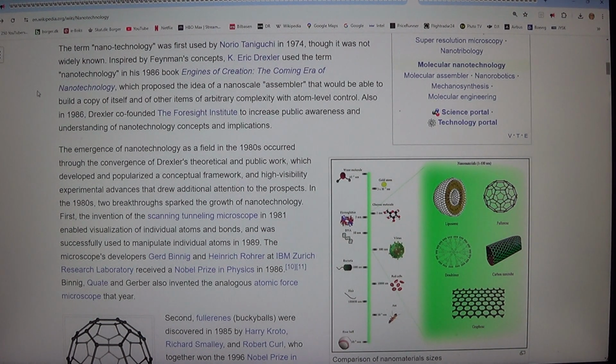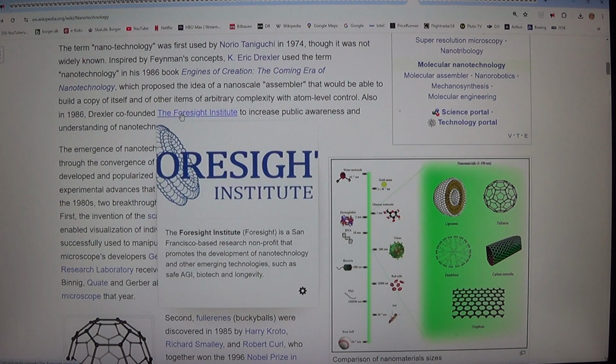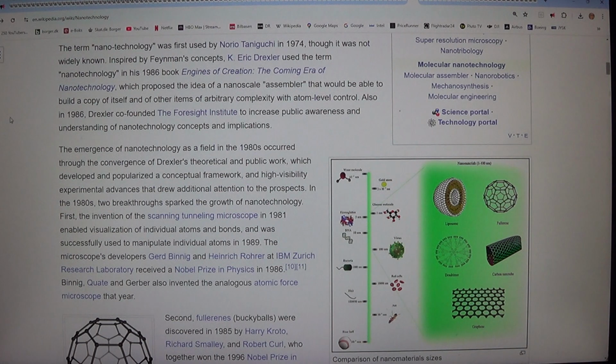Inspired by Feynman's concepts, K. Eric Drexler used the term nanotechnology in his 1986 book Engines of Creation: The Coming Era of Nanotechnology, which proposed the idea of a nanoscale assembler that would be able to build a copy of itself and of other items of arbitrary complexity with atom-level control. Also in 1986, Drexler co-founded the Foresight Institute to increase public awareness and understanding of nanotechnology concepts and implications.